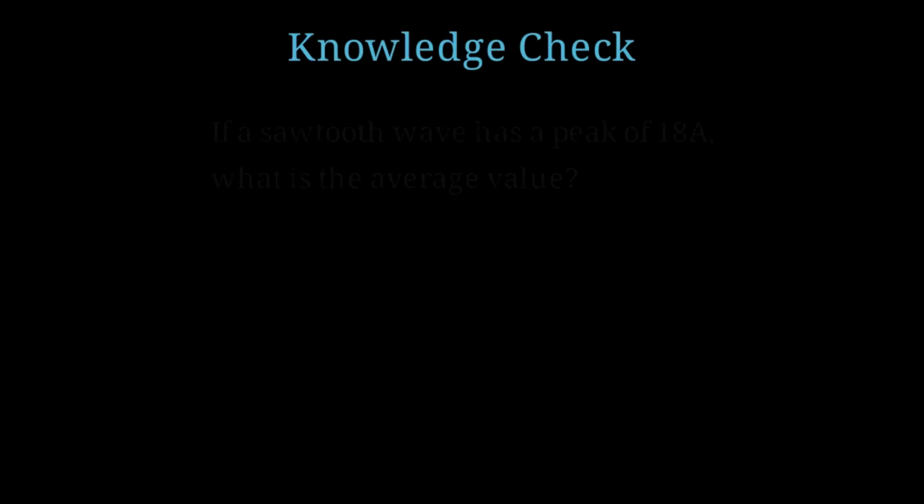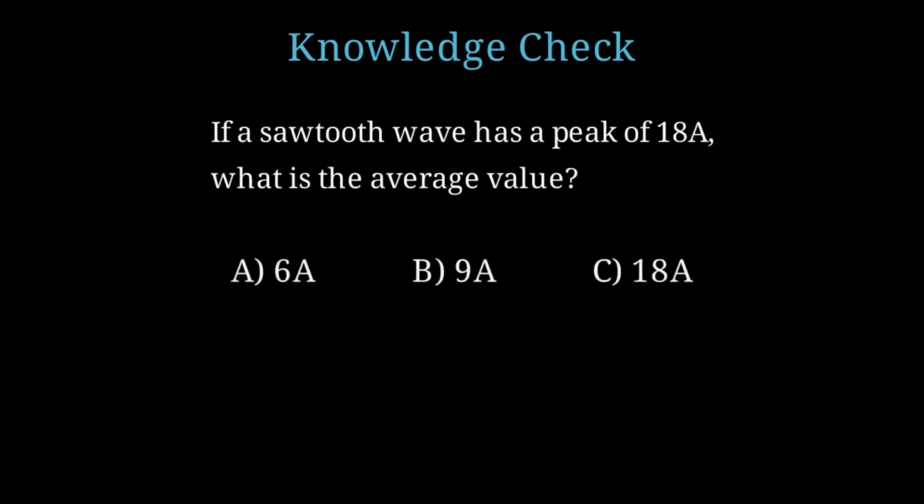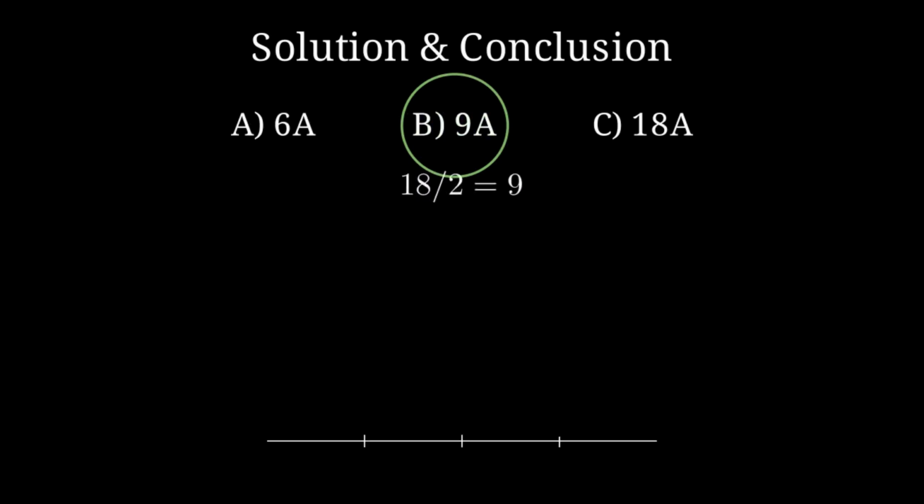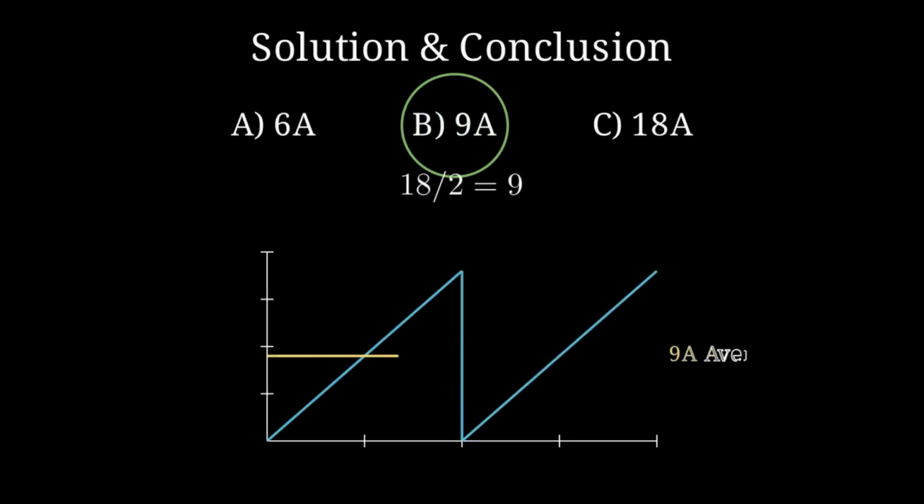Let's test your understanding. If a sawtooth current reaches a peak of 18 amperes, what is its average value over 1 cycle? Think about the ratio we just derived. The correct answer is 9 amperes. By dividing the peak current by 2, we find the average value.